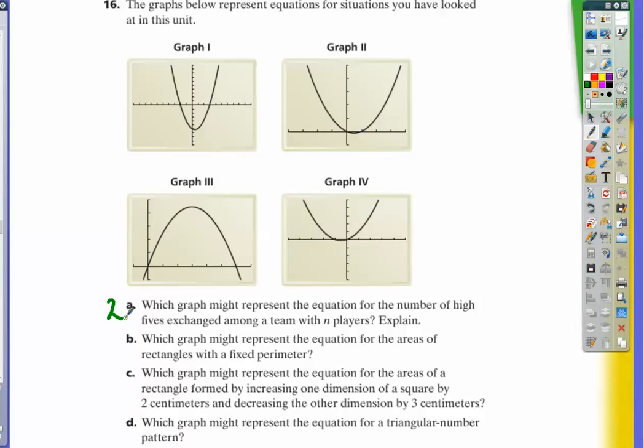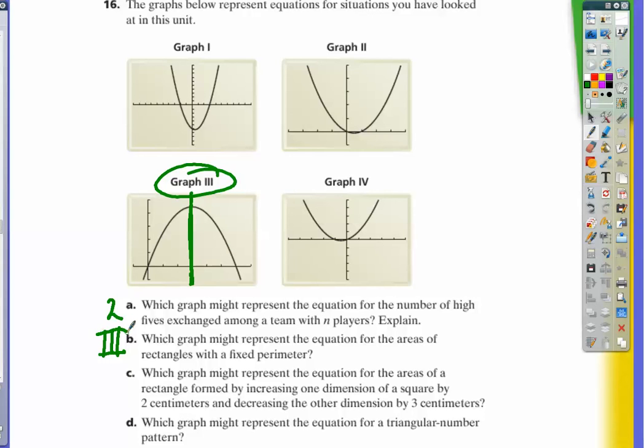B, which graph might represent the equation for the areas of a rectangle with a fixed perimeter? Now those were the first graphs that we did, and we've done tons of them. And you should remember that as the shape approaches a square, the area for that fixed perimeter increases. And then once you're after the square, the area decreases. That's straight out of here. So here's my square, and at my square, that's when the area decreases.